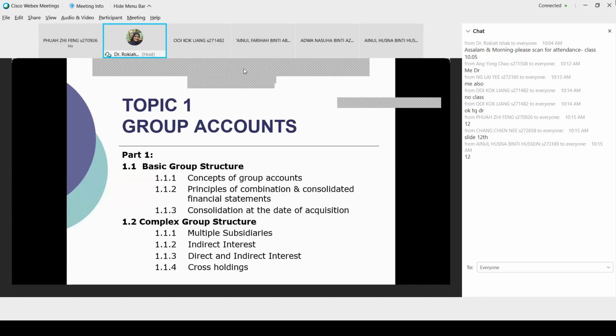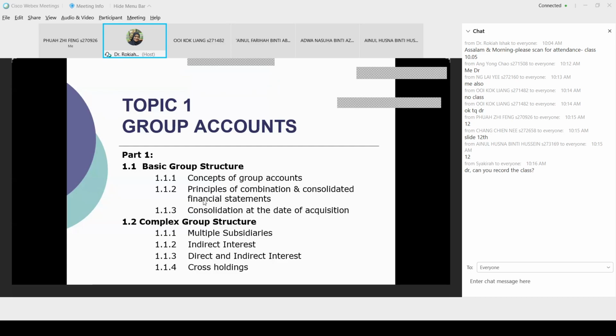Okay, so we're going to look at this again for those who are new in the class. This is a basic group structure for topic 1. We just want to go quickly up to slide 12. We're going to have two types of group accounts: either a basic group structure or a complex group structure. Group structures, the concept of the group account, we need to know the concept and the principles of combination.